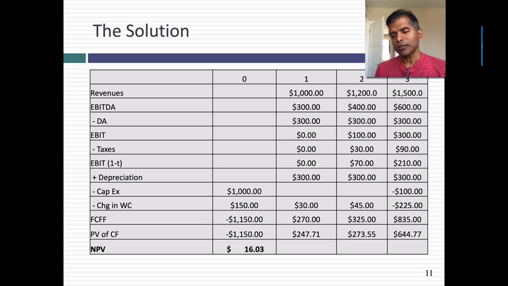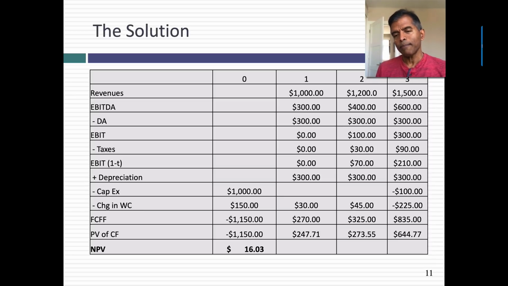I've got the after-tax operating income. Before you heave a sigh of relief, you're not done yet. So you add back the depreciation. You subtract capex, and in this case, the capex is only right now. I could have had a problem where you have some capex now and some at the end of year 1, in which case I spread it out over time. And that last number of minus 100 is your salvage value.